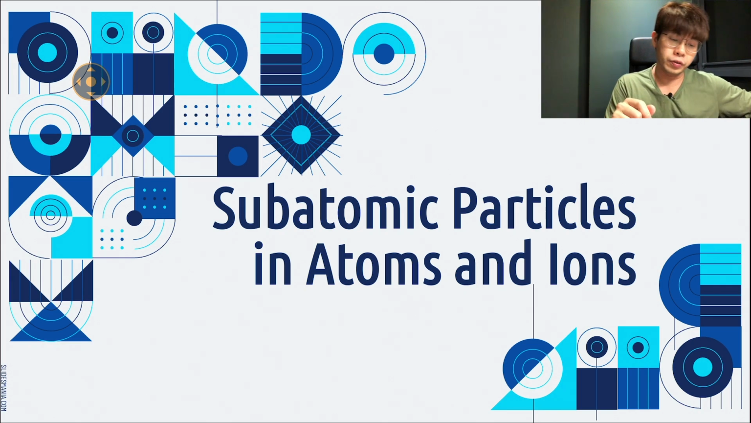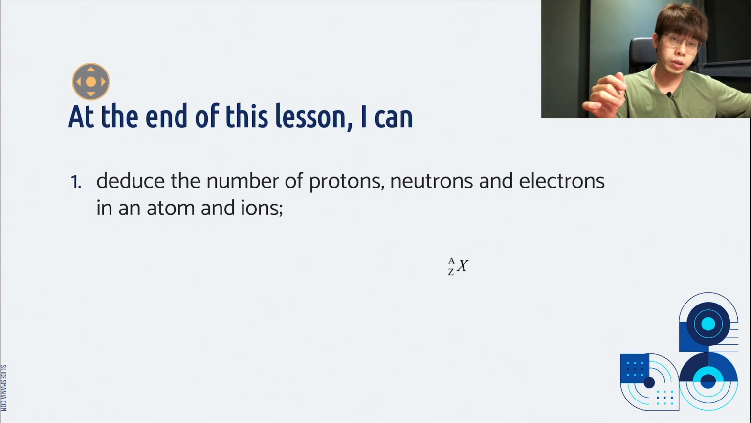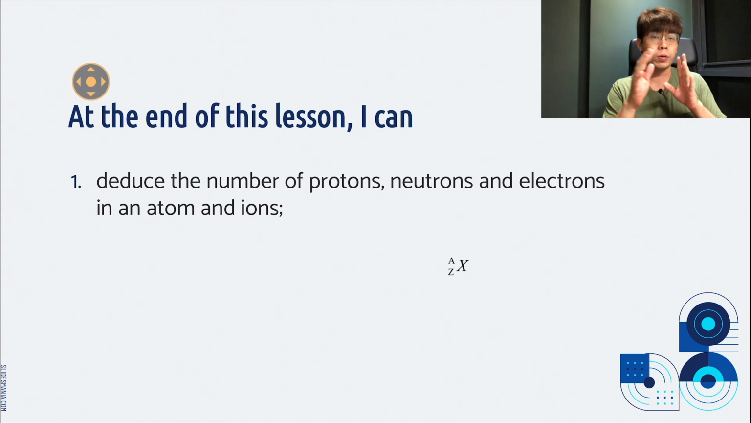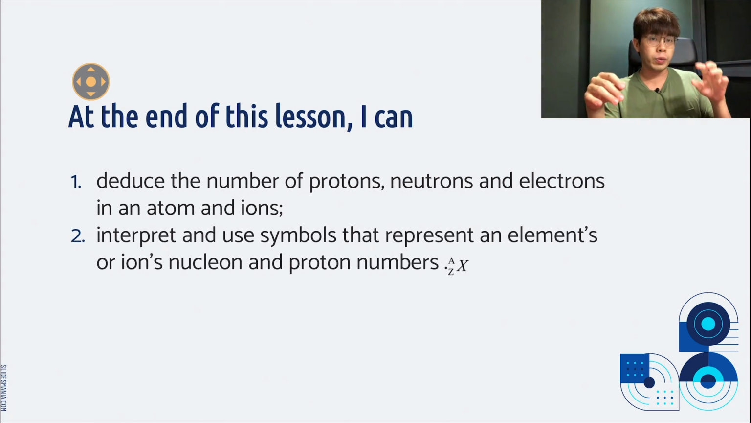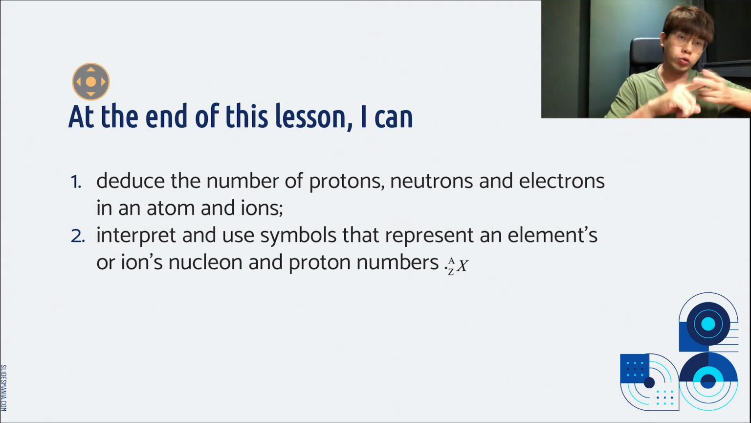Hello everyone, in this video we'll be learning about how to count subatomic particles in both atoms as well as ions. At the end of this lesson, you'll be able to deduce the number of protons, neutrons and electrons in both atoms as well as ions, and also look at how we can use symbols in atoms and ions to deduce the number of protons, neutrons and electrons.